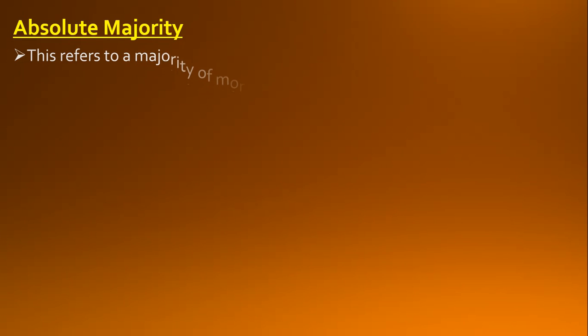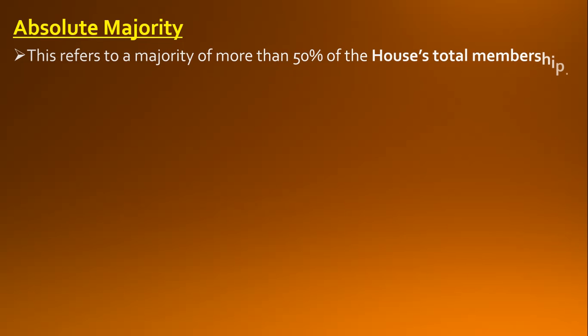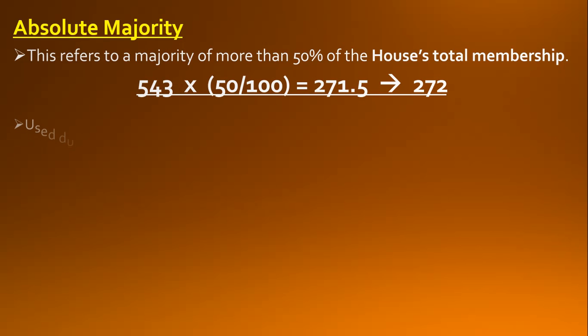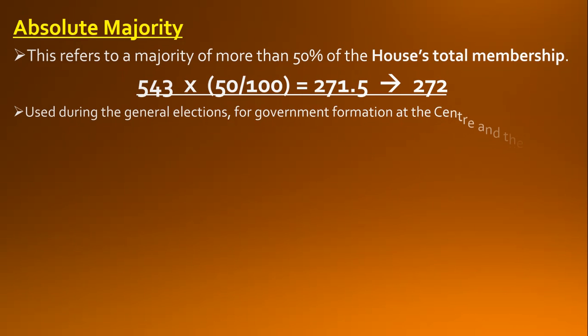This is known as absolute majority. So what is absolute majority? This refers to a majority of more than 50% of the House's total membership. Okay. So what is absolute majority? Absolute majority refers to a majority of more than 50% of the House's total membership.